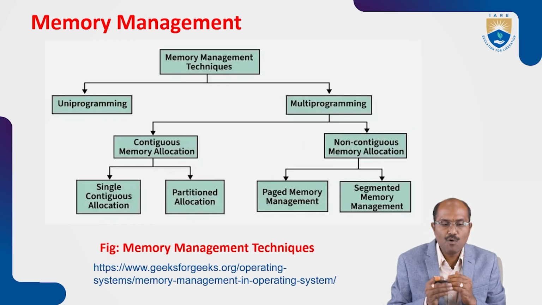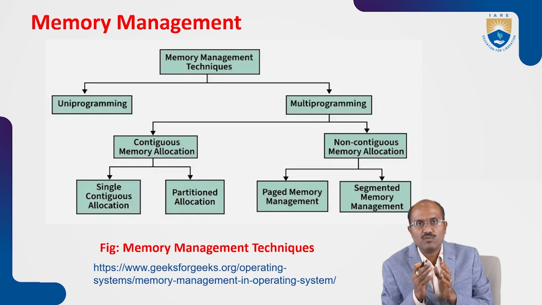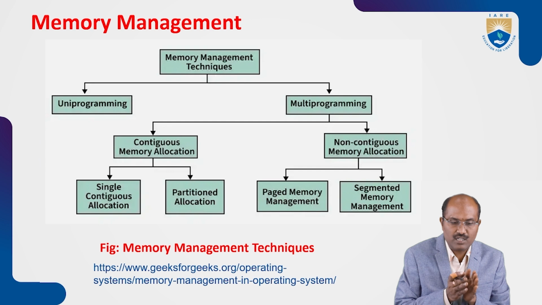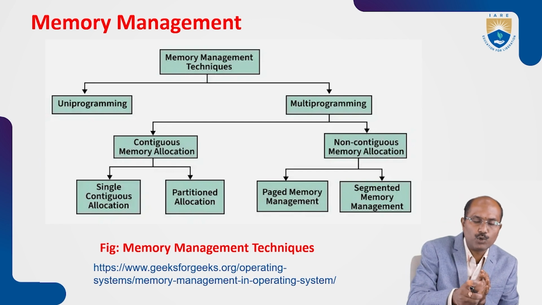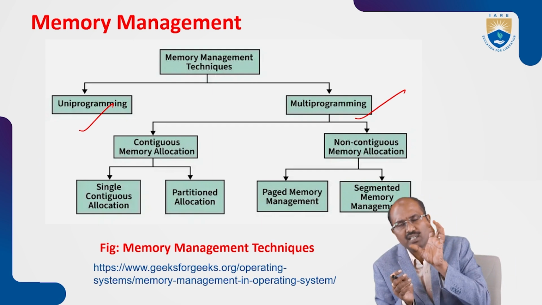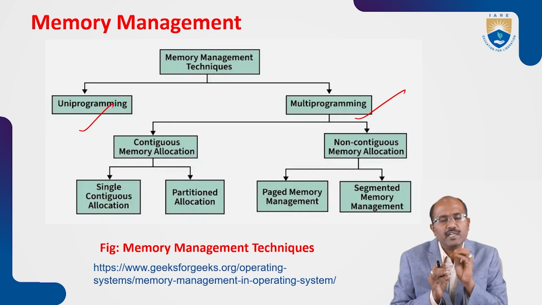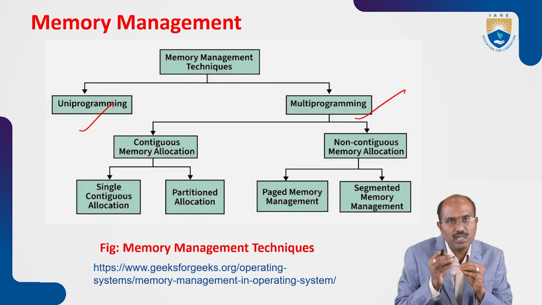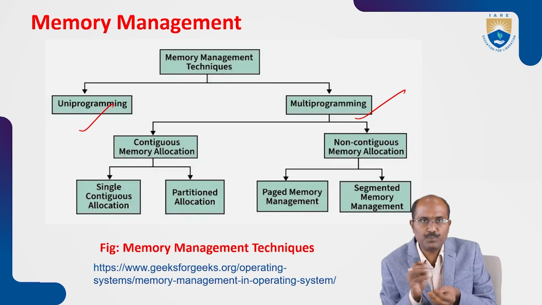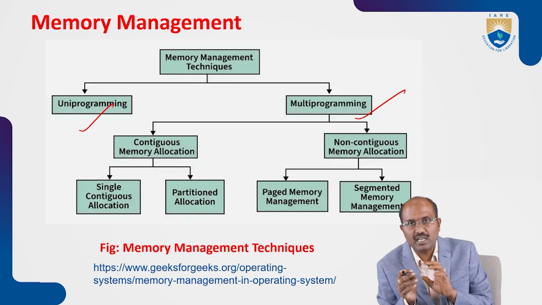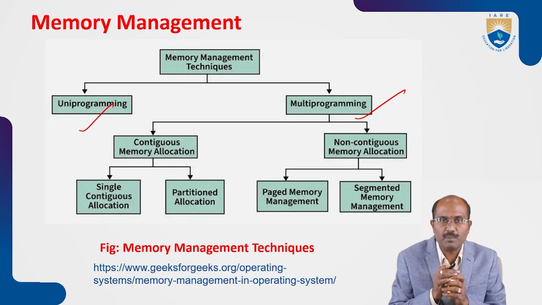So what are the various memory management techniques? Memory management techniques are classified into two forms: uniprogramming and multiprogramming. Uniprogramming means only one program is allocated to memory. Multiprogramming means several programs are allocated to memory, and the memory takes care of processing all the processes.